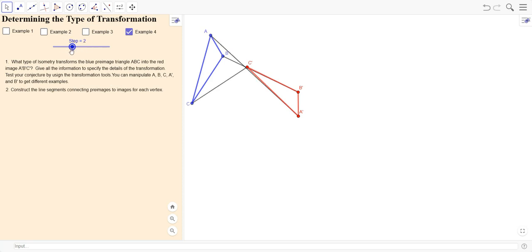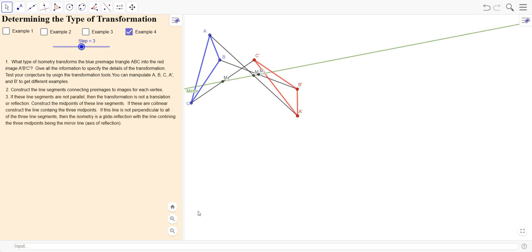Well, connect up our line segments again. Let me move a point here just to make this a little bit more easily seen. Okay, now we notice that those are not parallel. So we've eliminated translation, we've eliminated reflection. So now we want to look at their midpoints. And this time those midpoints are all in a straight line. So that means, of course, if we do their perpendicular bisectors, they won't intersect at all. They'll be parallel. So there's no point in really drawing those.